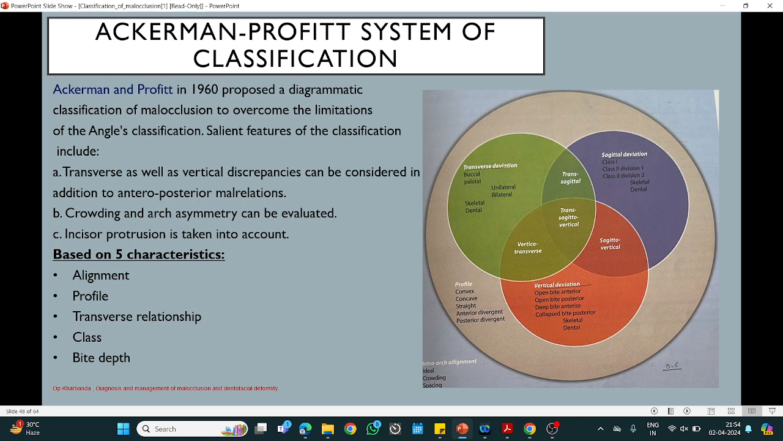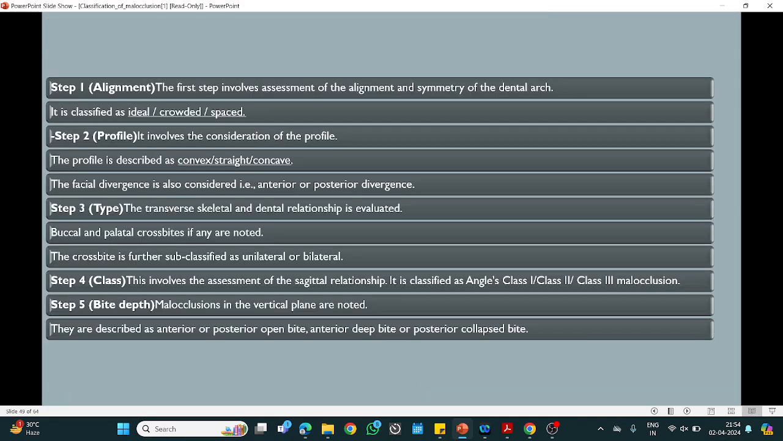Ackermann and Proffit described their classification in 1960. Here, there are 5 characteristics: alignment, profile, transverse relationship, class, and overbite depth. In step 1, alignment, the first step involves assessment of alignment and symmetry of dental arches. It is classified as ideal, crowded, or spaced. Second is profile, which is either convex, straight, or concave. Third is the transverse relationship, in which the transverse skeletal and dental relationship is evaluated.